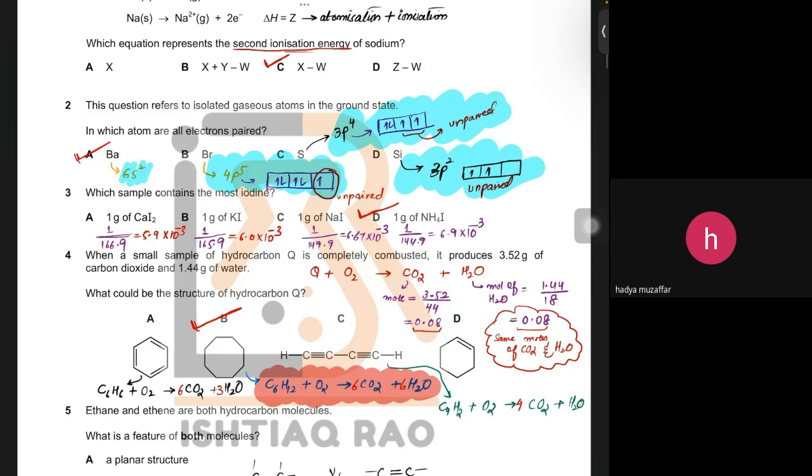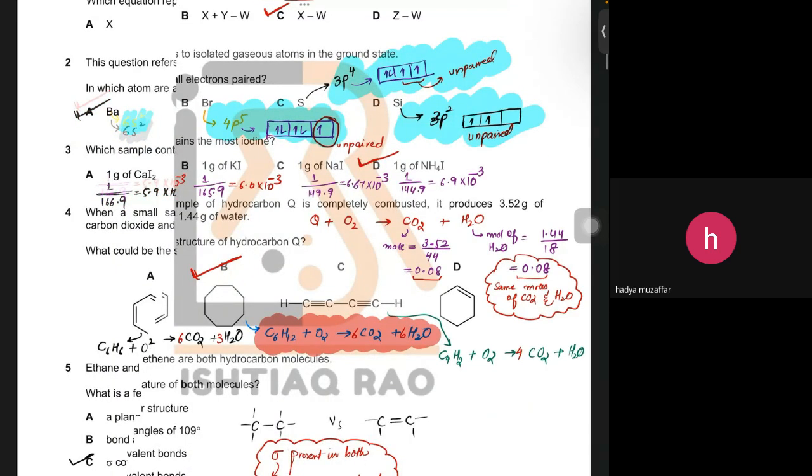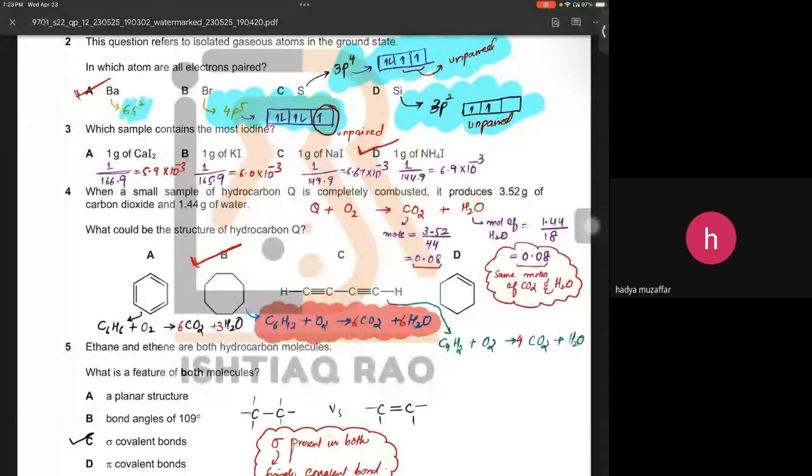See question number 4. When a small sample of hydrocarbon is completely combusted, it produces 3.52 grams of carbon dioxide and 1.44 grams of water. What could be the structure of hydrocarbon Q? Okay, hydrocarbon Q. So Q is reacting with oxygen. Basically, it's being combusted and it's going to produce carbon dioxide and water.